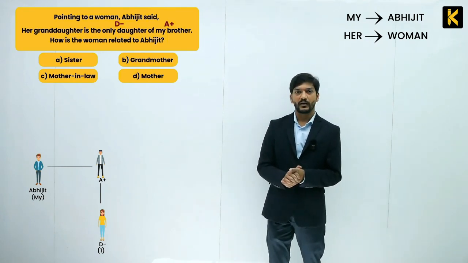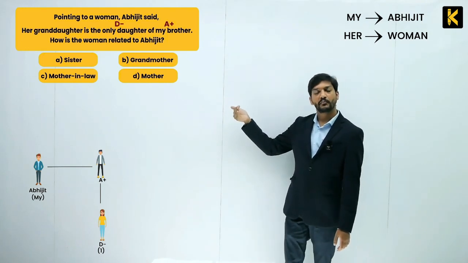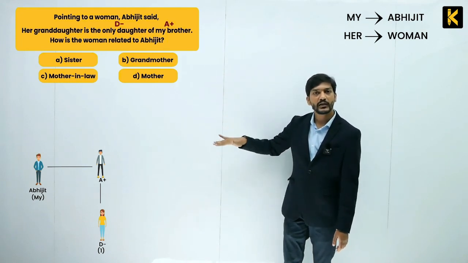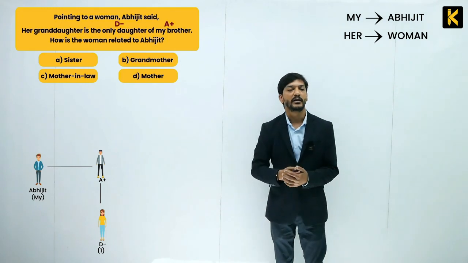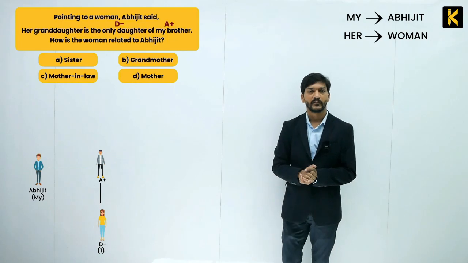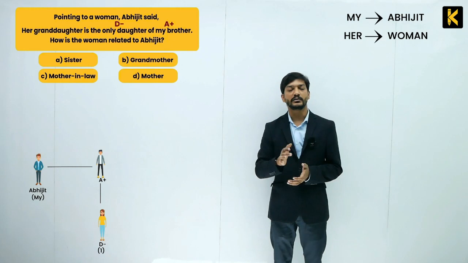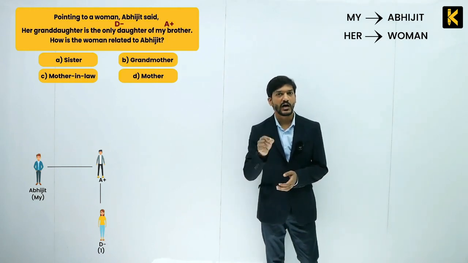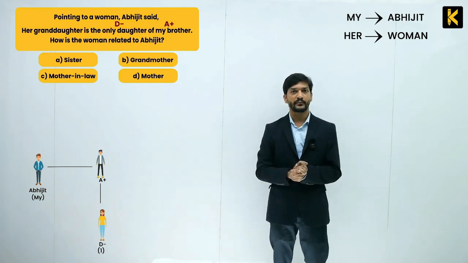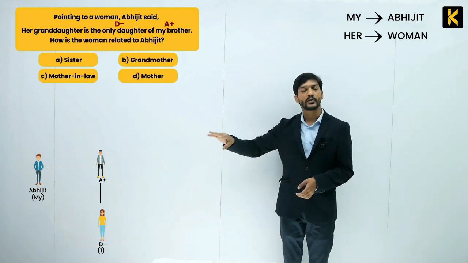Now, please read again. Abhijit means my brother. My brother means A plus. My brother's only daughter is D minus. Now go backwards please. Her granddaughter is the only daughter. Only daughter means D minus. So D minus is her granddaughter. Please read it backwards.